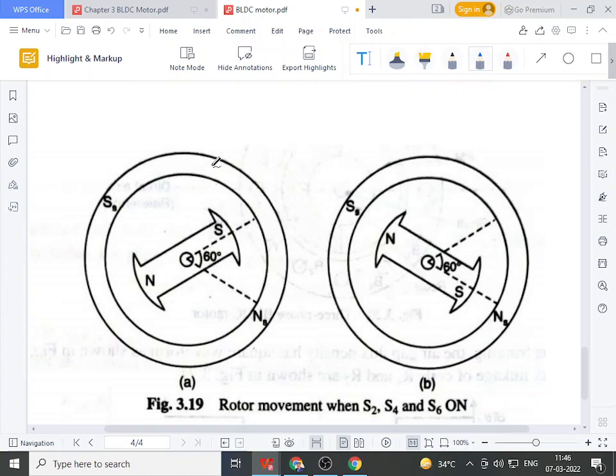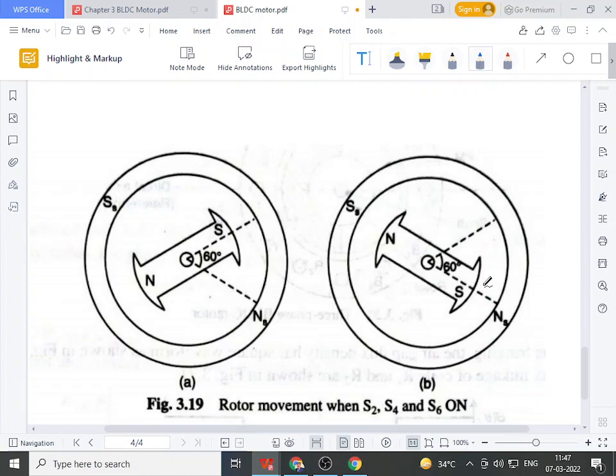So after switching sequence 2, 4, 6, the final position of the rotor is as shown in figure B. So this is for the rotor movement when S2, S6 and S4 are under turn on condition. Okay, so this will be the final movement of the rotor for 2, 4, 6 or S2, S4 and S6.